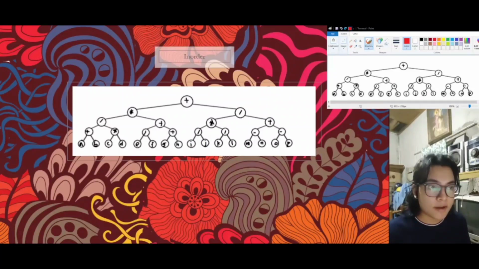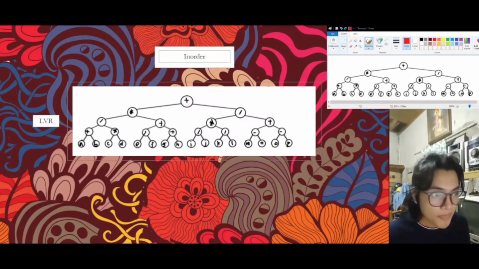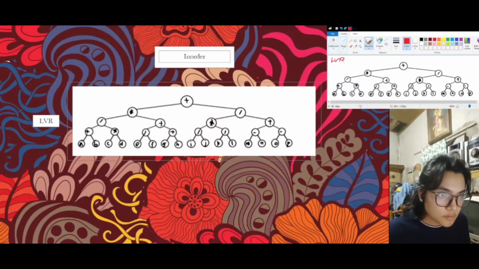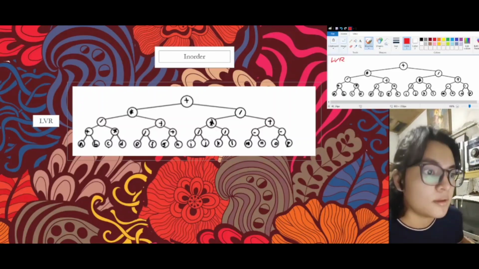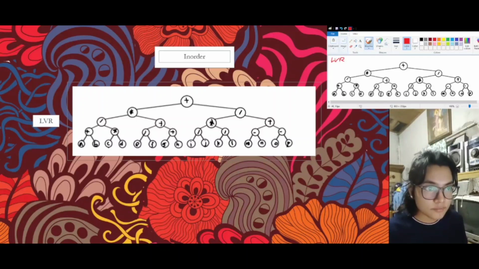First, we have inorder. An inorder traversal follows a pattern of LVR, and this means that we are going to consider the left node first, then the visiting node, which can also be the parent node, and then the right node.